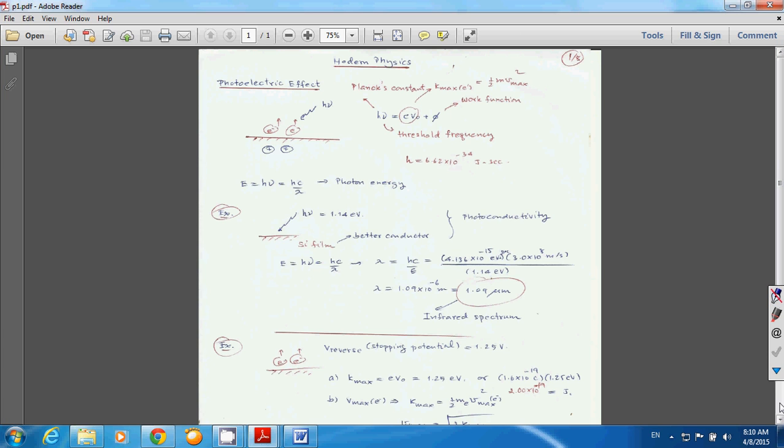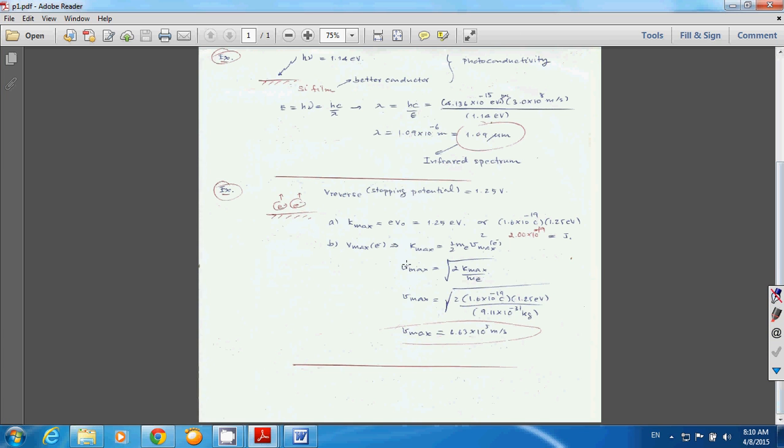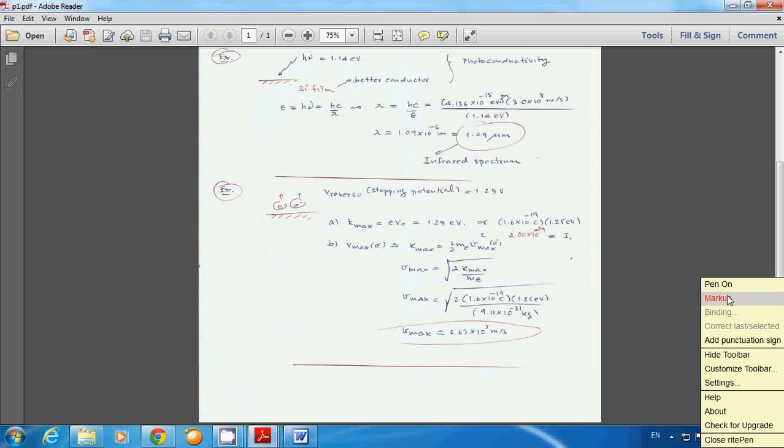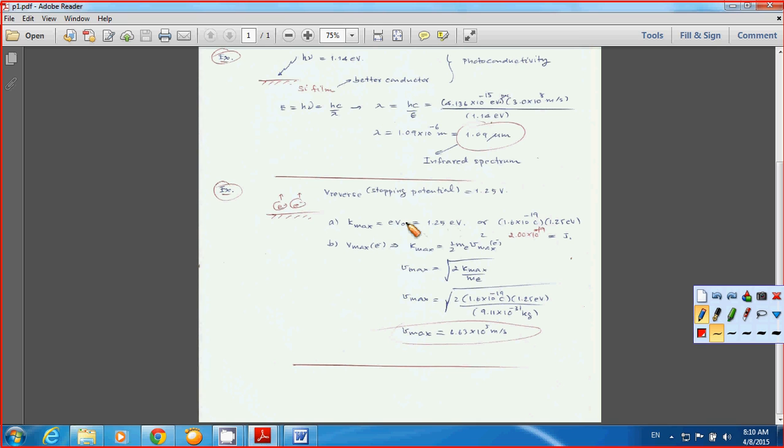Okay, so now what about this one here? If you apply the reverse or stopping potential equal to 1.25, it asks you to find the Vmax. How do you find the Vmax of the electron that is freed from the material here? Well, you take a look at this one here.